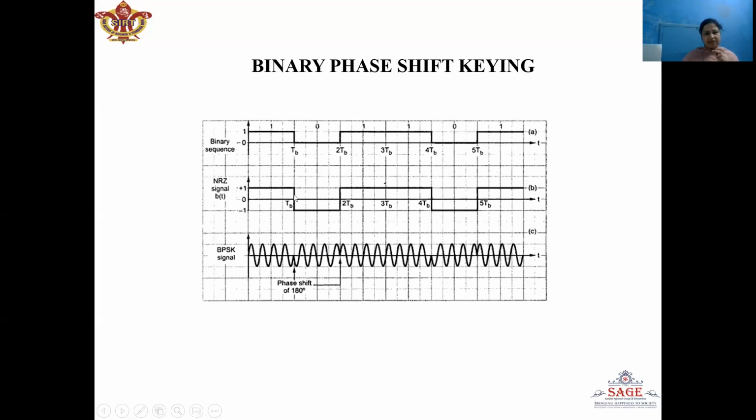When there is a change of message signal from 1 to 0, we can see that there is a phase shift of 180 degrees of the carrier signal. Again, when there is a transition from 0 to 1, there is a phase shift of 180 degrees. Here we can see again there is a phase shift of 180 degrees because there is a transition of the message signal from 1 to 0.